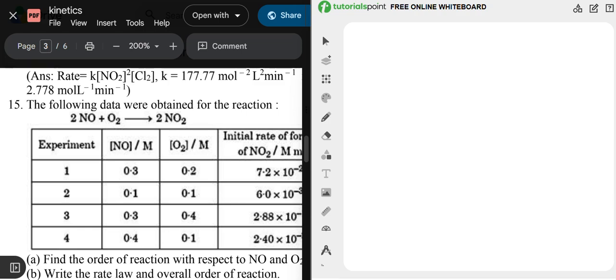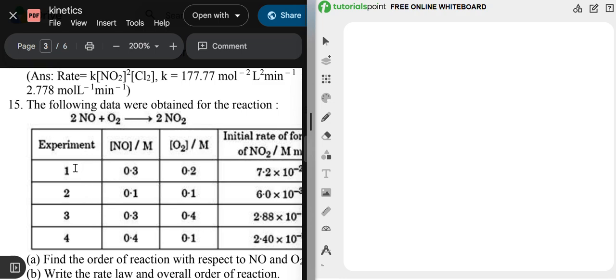Today we will discuss some questions from kinetics. Okay, so first we will discuss this type of question. It's an important question for the board exam. Here, one equation is given: 2NO plus O2 gives 2NO2, and the data is given.